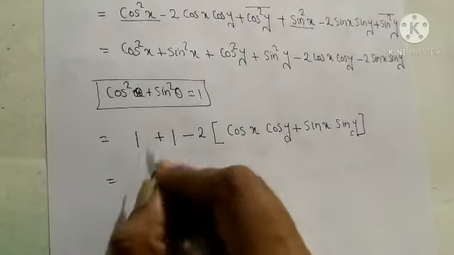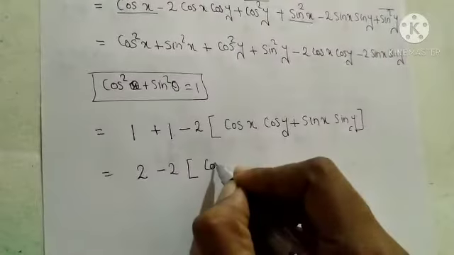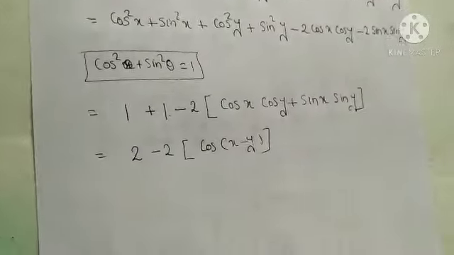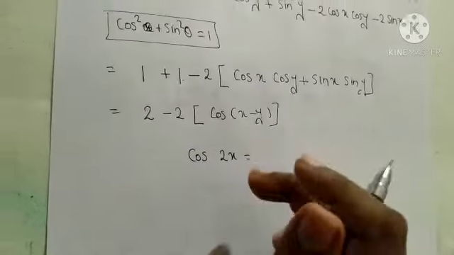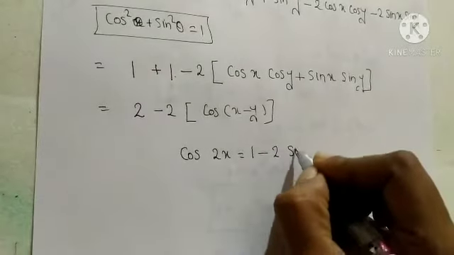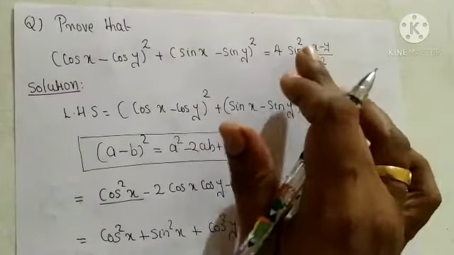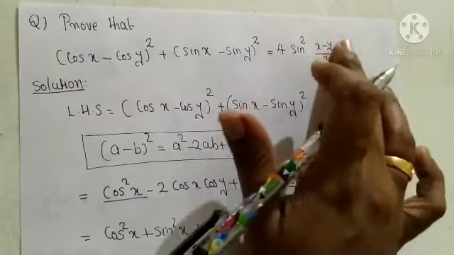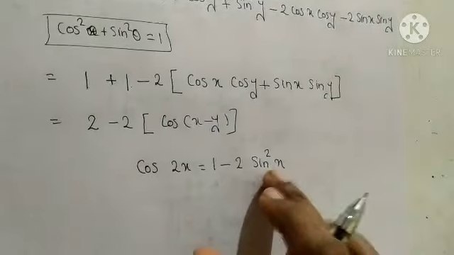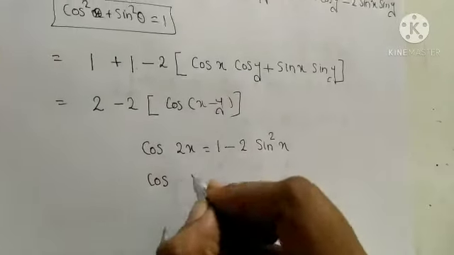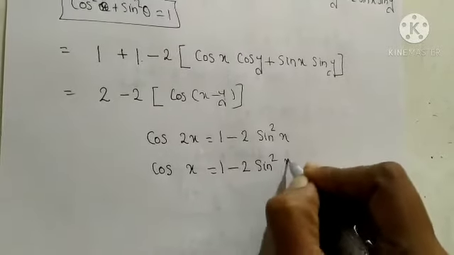Okay, so 1 plus 1 will become 2, minus 2 into this is our expansion of cos(x minus y), right? Okay, so we know that one of the formulas of cos 2x is 1 minus 2 sin square x, because if you observe our question, the term containing sin square and also half of the angle is present. So I'm using this formula here. Okay, so next I'm going to take the cos x value by using this formula. Cos x is equal to 1 minus 2 sin square x by 2.